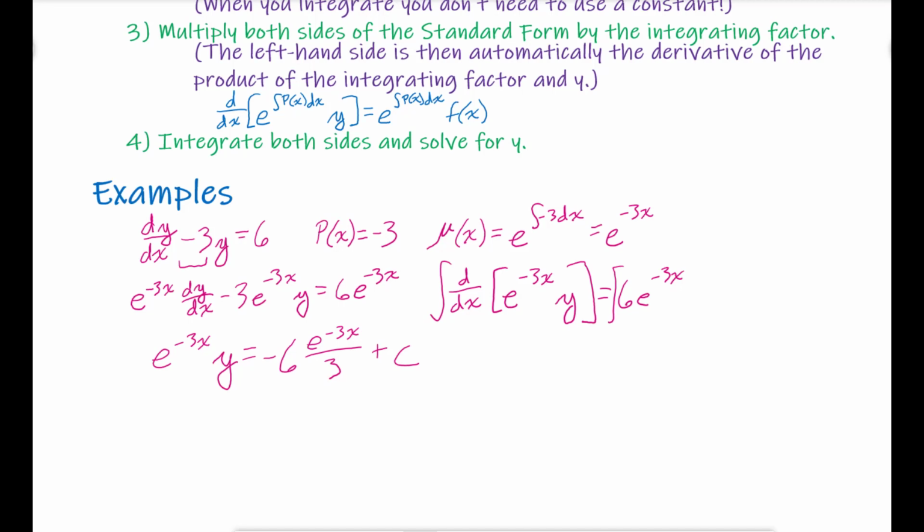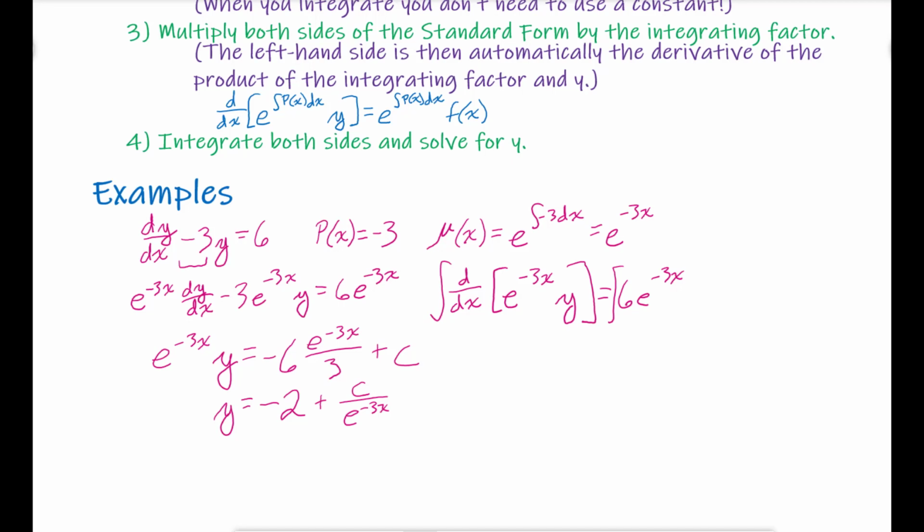And now we just have to solve for y. We've done the integrating part. So solving for y is as simple as dividing by e to the negative 3x. So in this first term on the right-hand side, negative 6 divided by 3 is going to be negative 2, so that's already simplified down for us. And then e to the negative 3x divided by e to the negative 3x will be 1, so we don't even have to write that part. And then we're going to add c divided by e to the negative 3x.